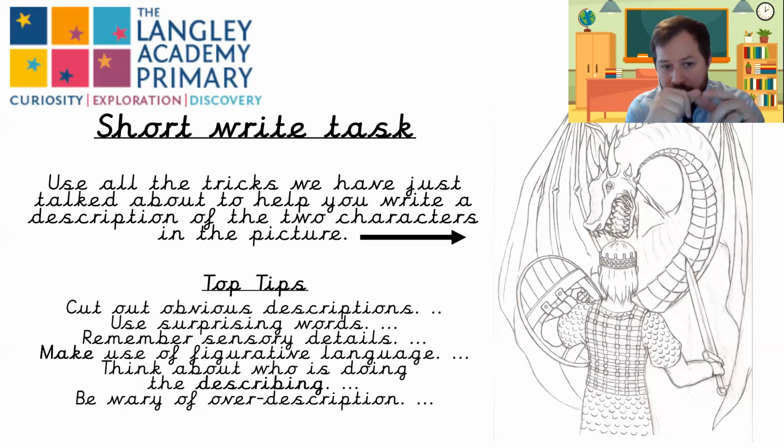So our top tips are: cut out obvious descriptive words. Use surprising words, more interesting words in order to describe them. Use people's senses to help you get them involved in the writing. Make use of figurative language like similes, metaphors, or onomatopoeias. Think about who is doing the describing and be wary of over-description. Pause now and have a go.